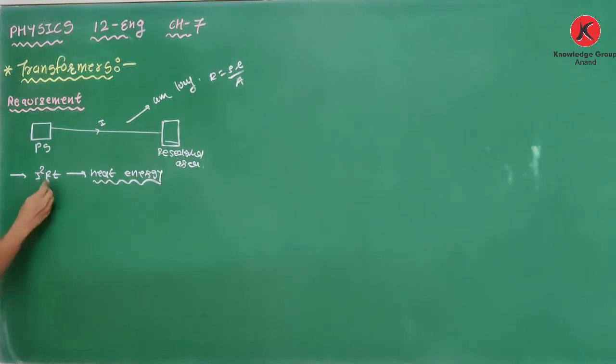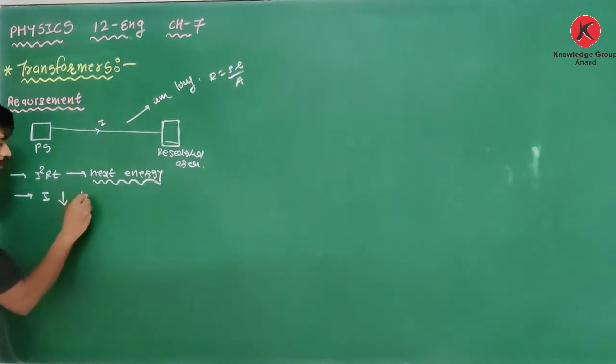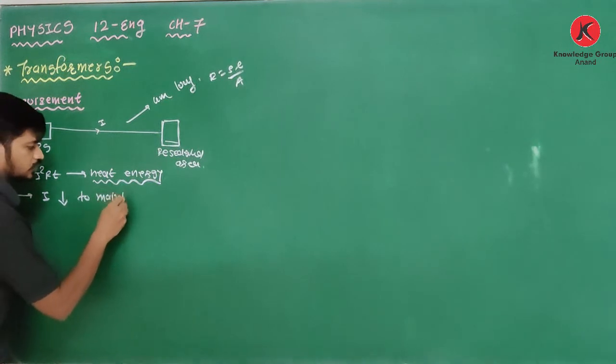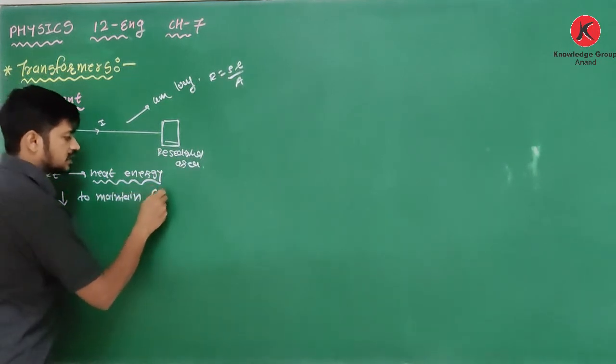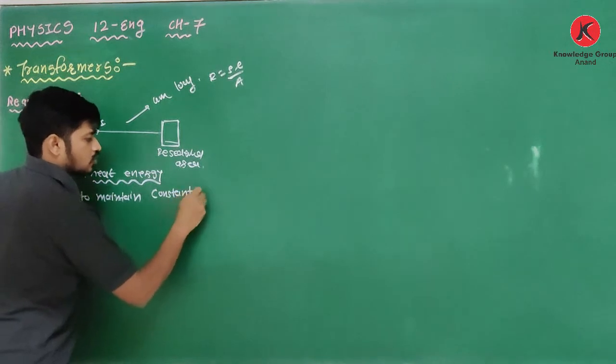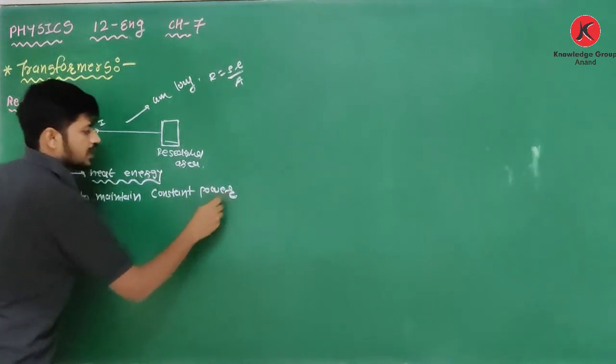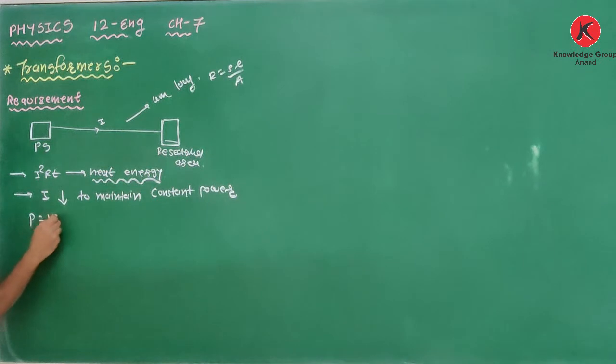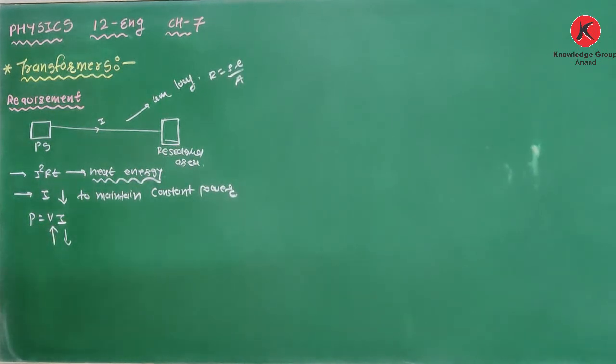To reduce this heat energy, I have to reduce I, R or T. T we cannot decrease. R, the resistance, again we cannot decrease. So we decrease I, but to maintain constant power, what is the equation of power? P is equal to VI. If I want constant power and I am decreasing I, then obviously I have to increase V. So here is one requirement.